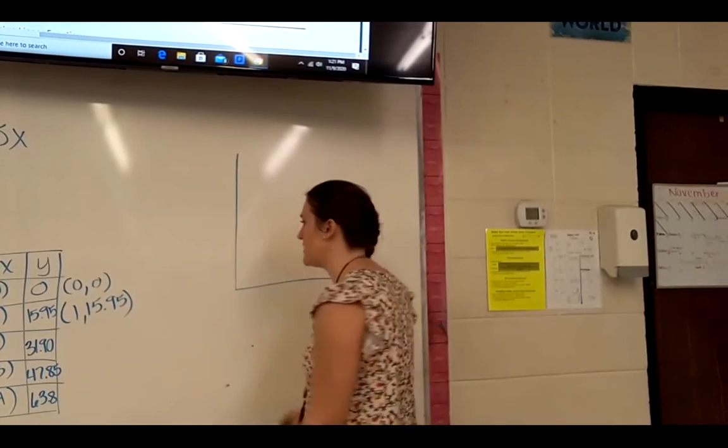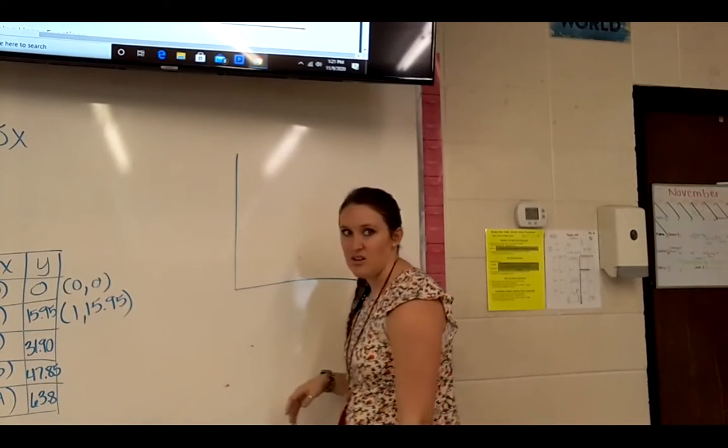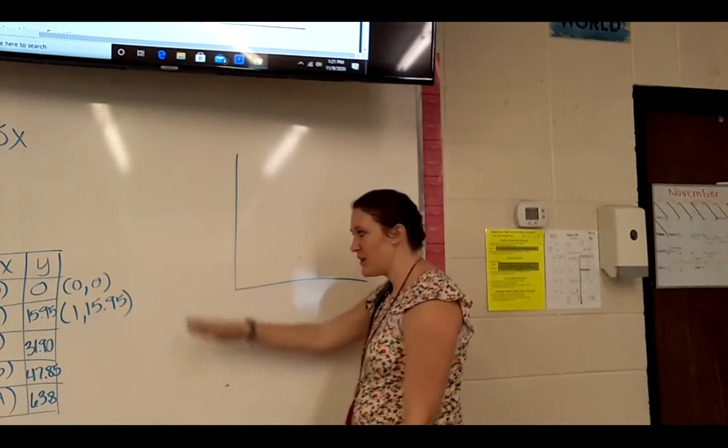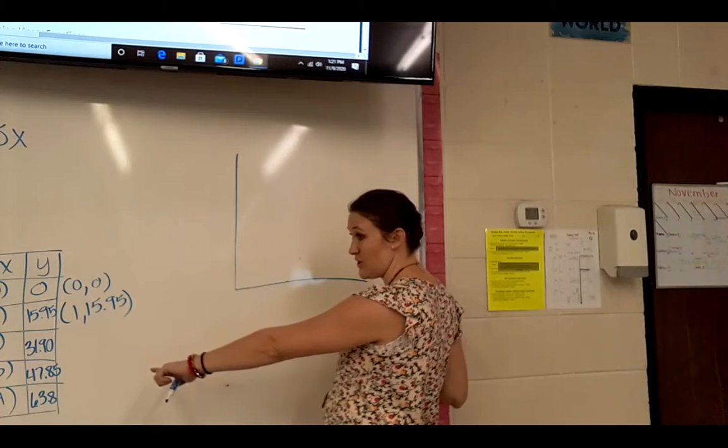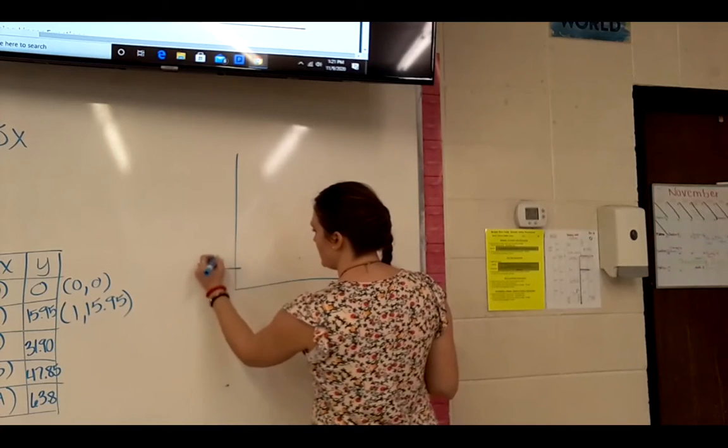So everything is positive. So you really only have to draw an L for your graph because we're not going to be in any of the negatives. We're only going to be in the positive. Since it goes all the way up to $63, I'm going to count by tens.